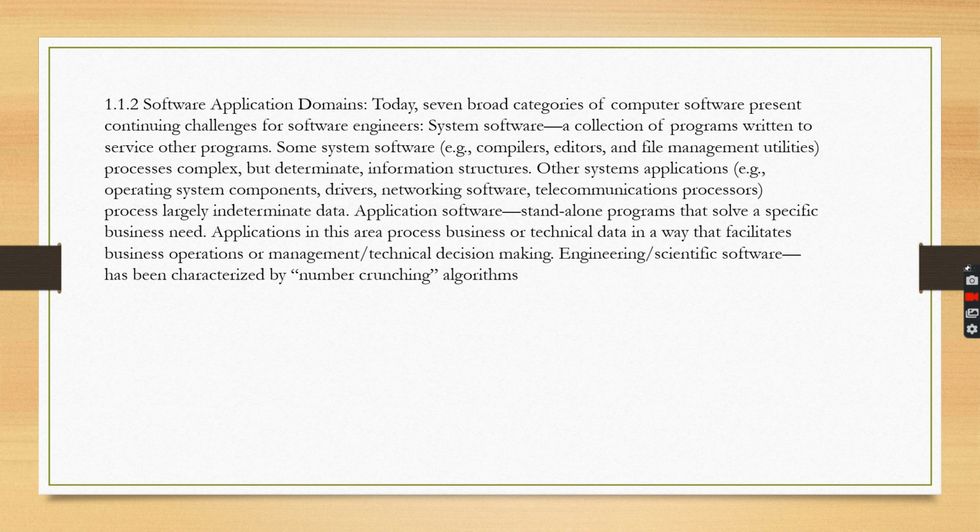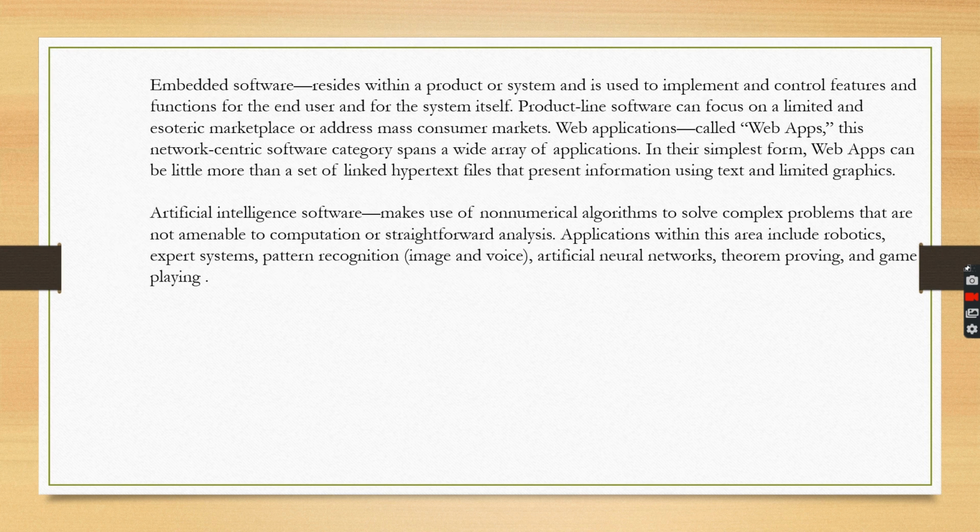The third category is the engineering or the scientific software, which has been characterized by the number crunching algorithms. The fourth one being the embedded software. By the name itself, we can grasp that embedded software is something which is able to encapsulate its features, making it into a single unit. It resides within a product or a system and is used to implement and control features and functions for the end user and for the system itself.